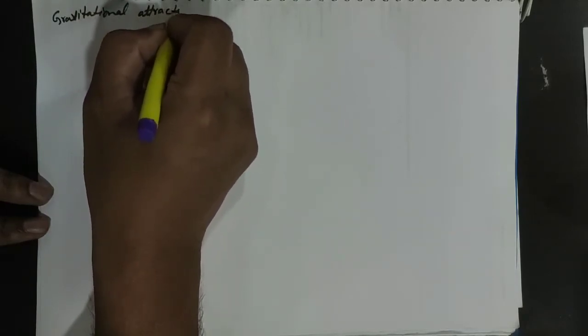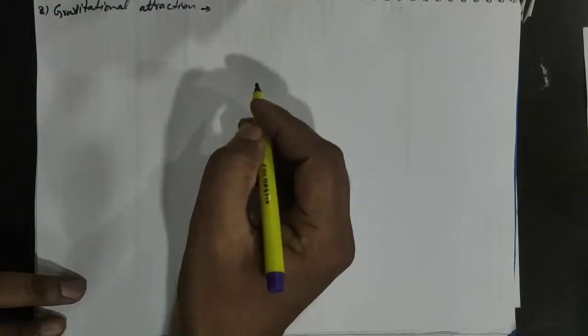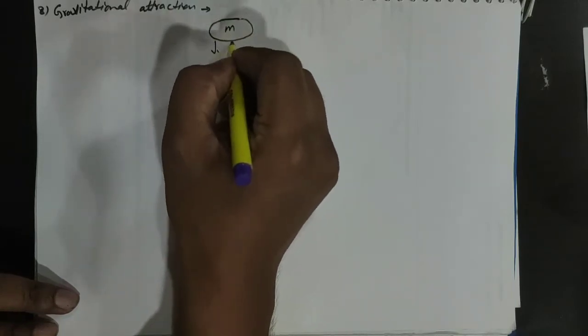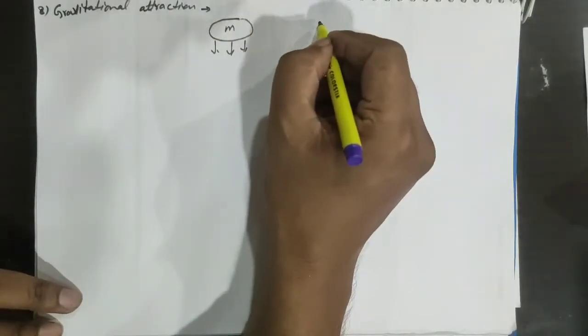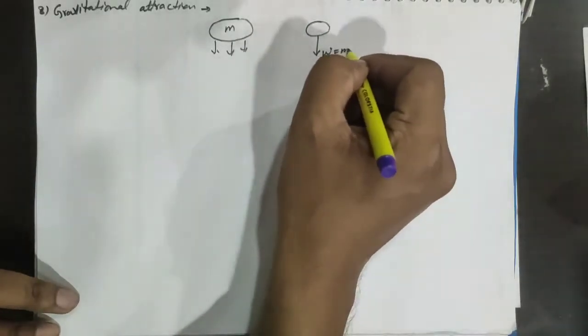Like gravitational attraction, that was number 7 and this is 8. Attraction means if any body is there, then it has mass, and the gravitational force should be downward. Then we consider the mass of that body, and its weight is downward like mg.